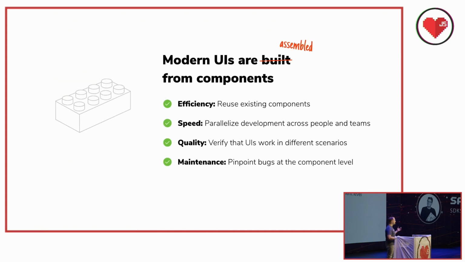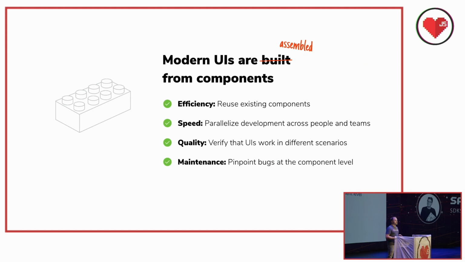So these days, we build front ends and user interfaces differently. We assemble user interfaces from existing components. We try to reuse those components, the ones that we already have, as much as possible. We do that for efficiency's sake. It's just more efficient to reuse what you've already built than to reinvent the wheel all the time. It also can be speedier if you are able to parallelize the work across multiple teams.